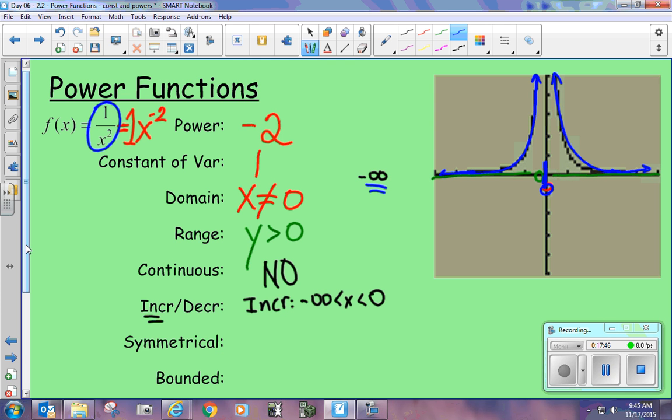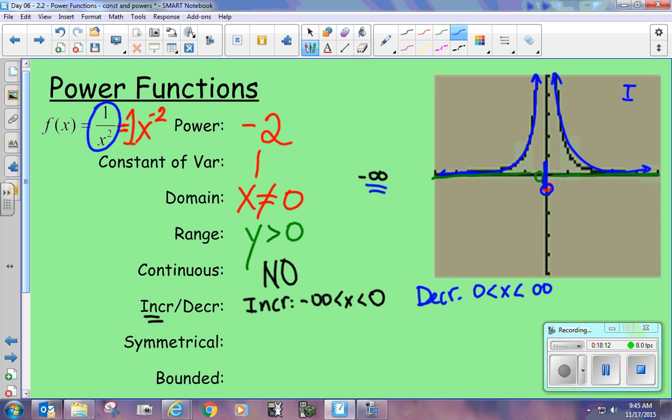What about decreasing? The slope is negative in quadrant 1, isn't it? So that goes from 0, it doesn't include the 0, to where? To positive infinity, because it will keep decreasing forever. It'll be a really, really, really small change, a small negative slope, but it'll go that way forever.